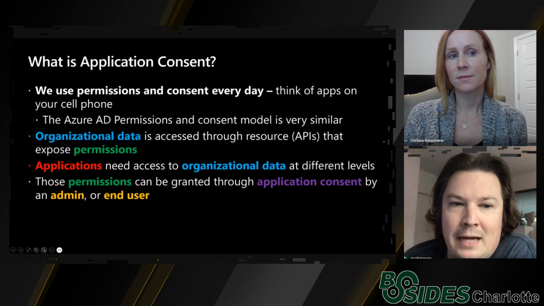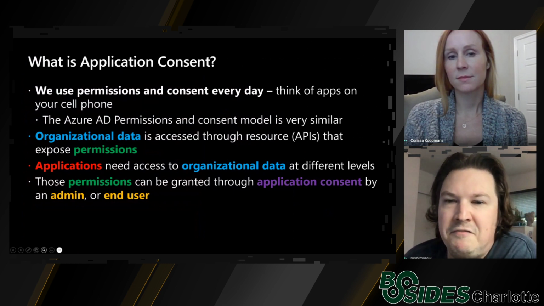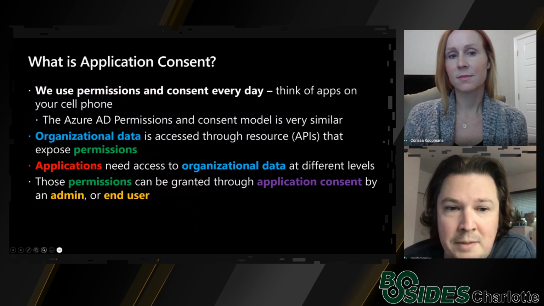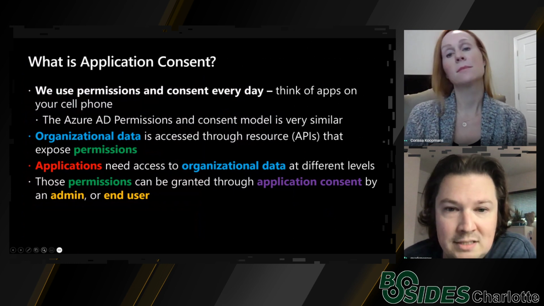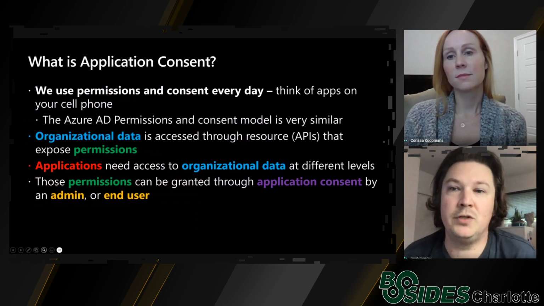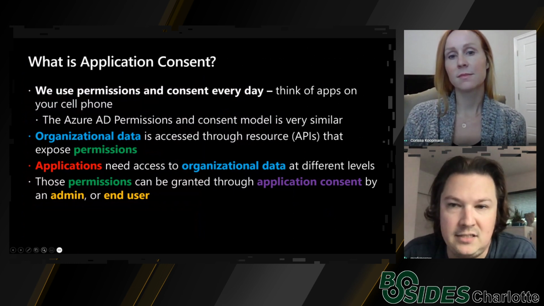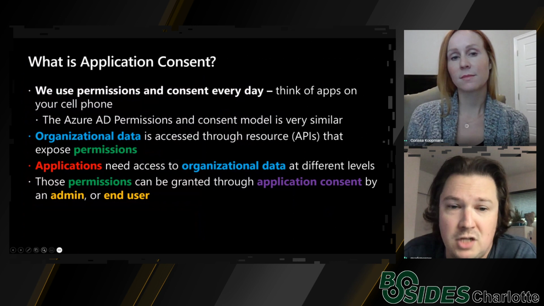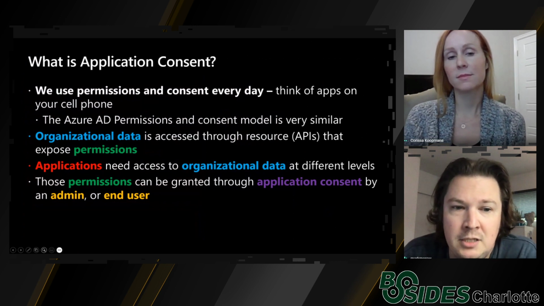The application permissions model in Azure AD works in a very, very similar way. So there are going to be applications that need access to organizational data. That organizational data is going to be accessed through these resource APIs. And in our case here in Azure AD, it's usually going to be going through Microsoft Graph. And the permissions that are going to be granted are going to come through this thing called an application consent. And end users can consent to some of these things, or an admin can consent to it. And we'll cover the differences of that in a little bit.